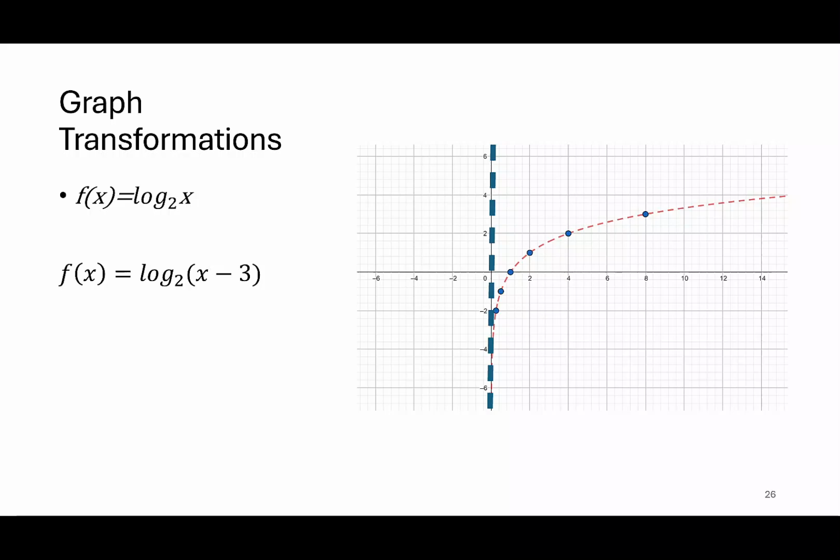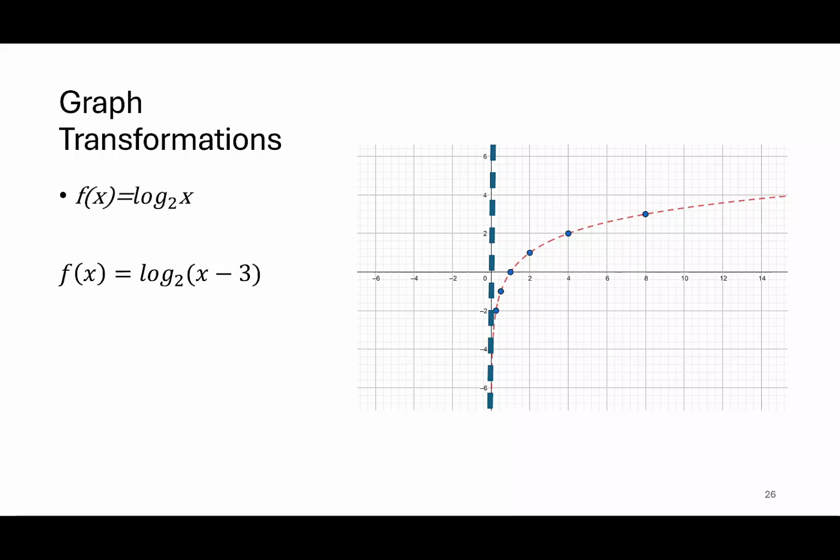Let's start with the log base 2 of x and look at how we can transform that into the log base 2 of x minus 3. I've already graphed the log base 2 of x. You can see I have a vertical asymptote at the line x equals 0. I have the x-intercept at (1, 0). I have our key point at (2, 1). Then I also graphed (4, 2) and (8, 3).